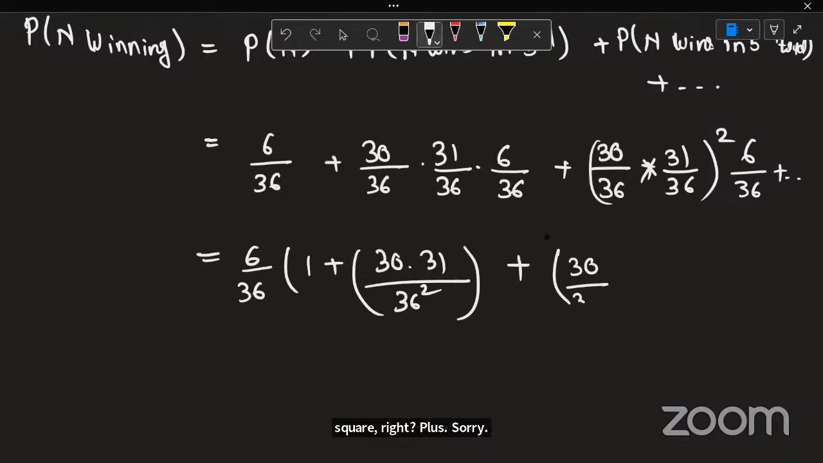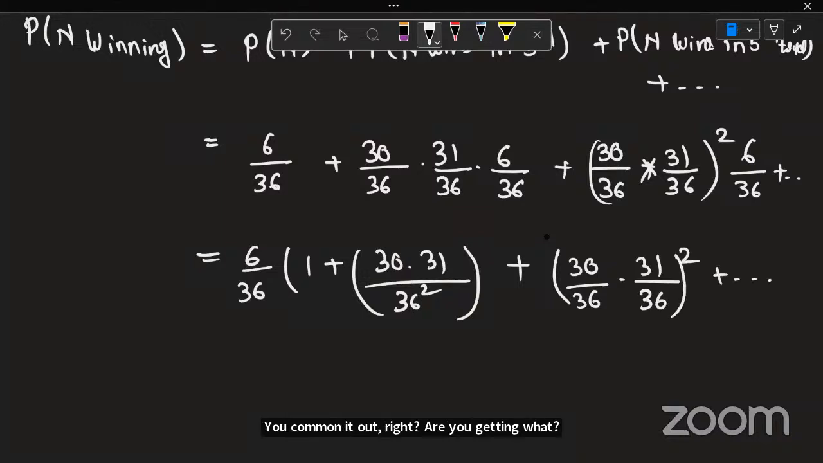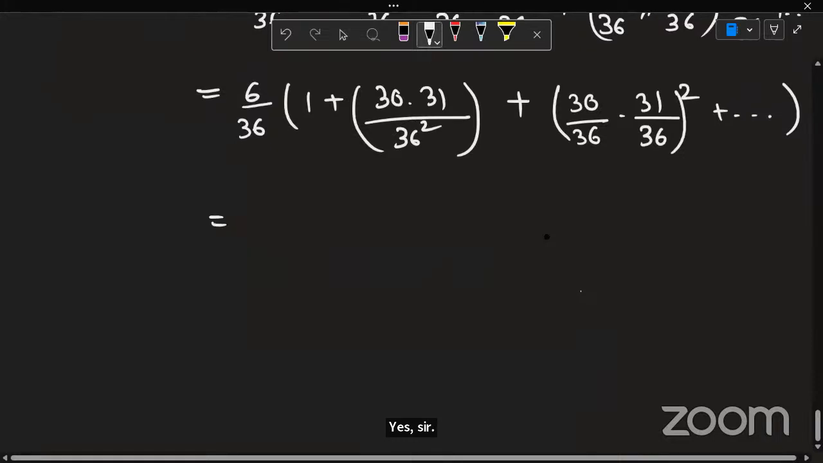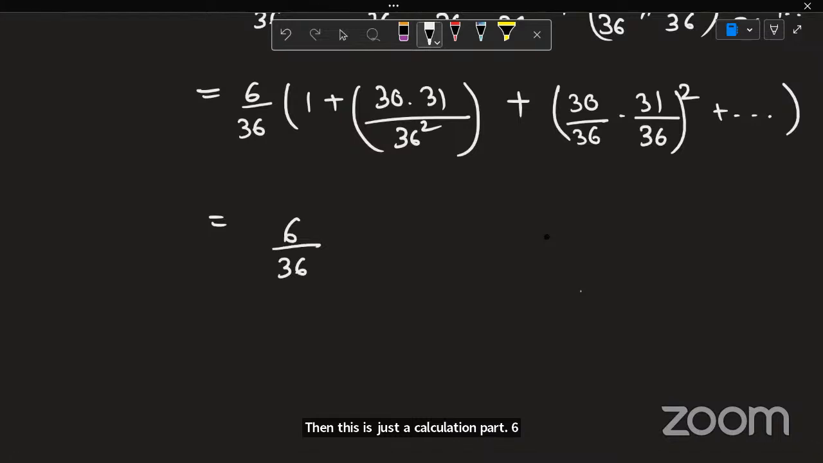You common it out, right? Are you getting what simplification is going on here? And this is one of the series, 1 plus 1 upon 1 minus x, right? Then this is just a calculation part. 6 by 36 into what will be there? 1 upon 1 minus x.